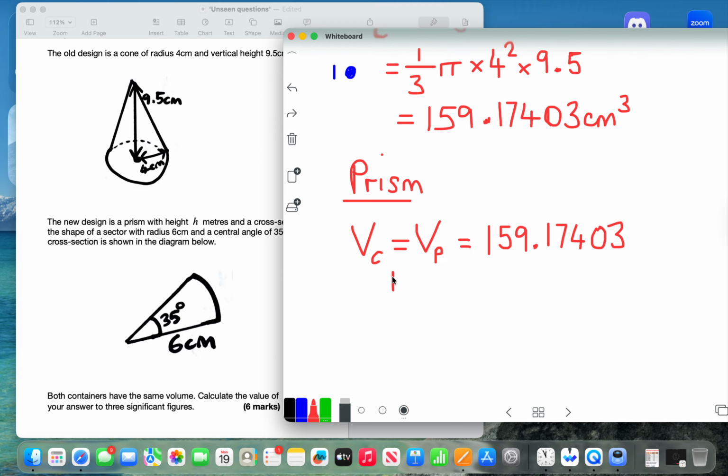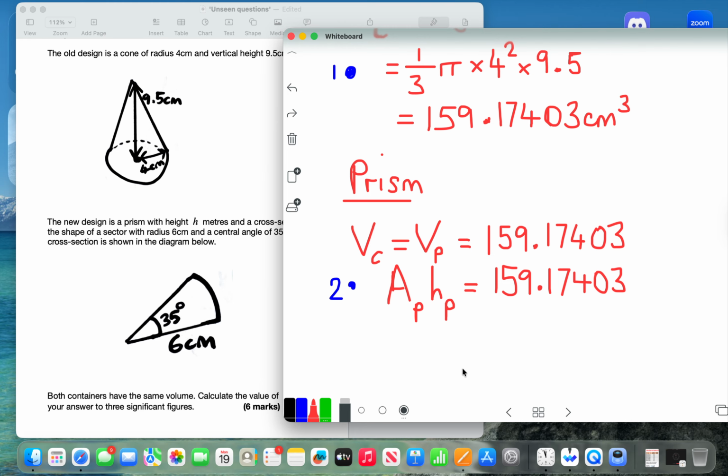Now, the volume of a prism is given by the area of the prism multiplied by the height. The area is the area of the cross section of the prism. So we want to find it such that the area of the cross section multiplied by the height is equal to 159.17403. And this is the second mark up to this point.